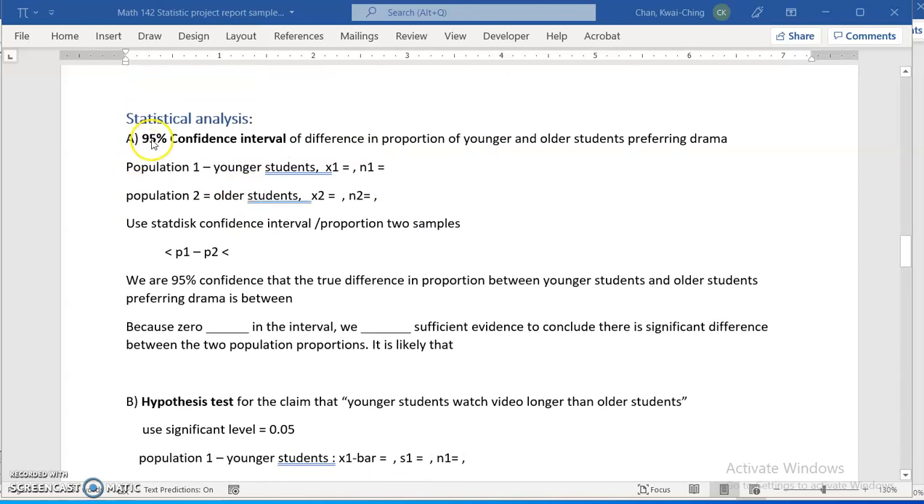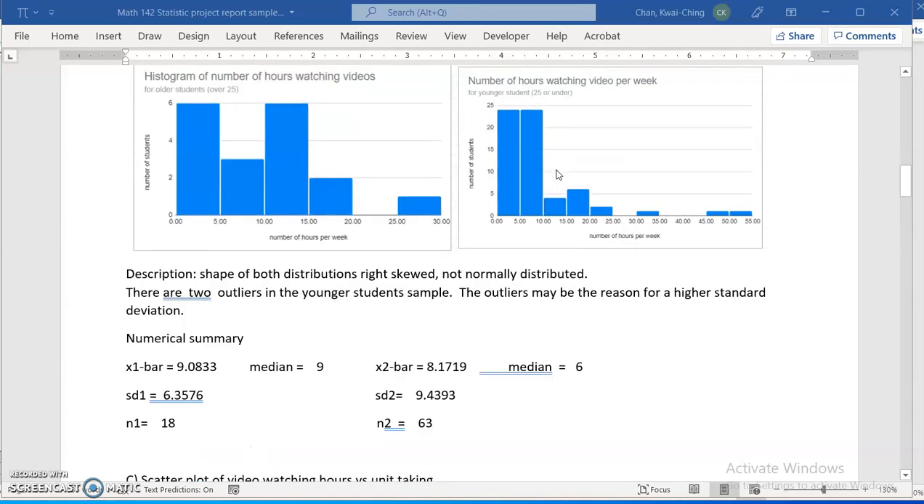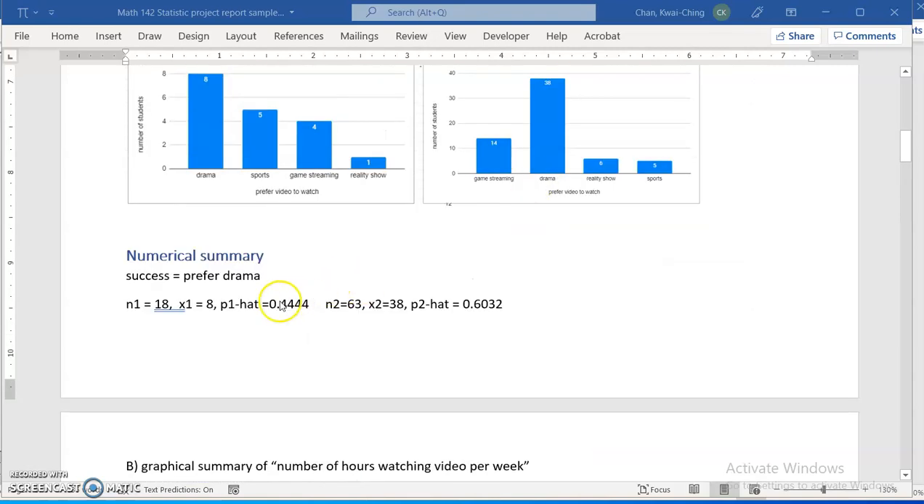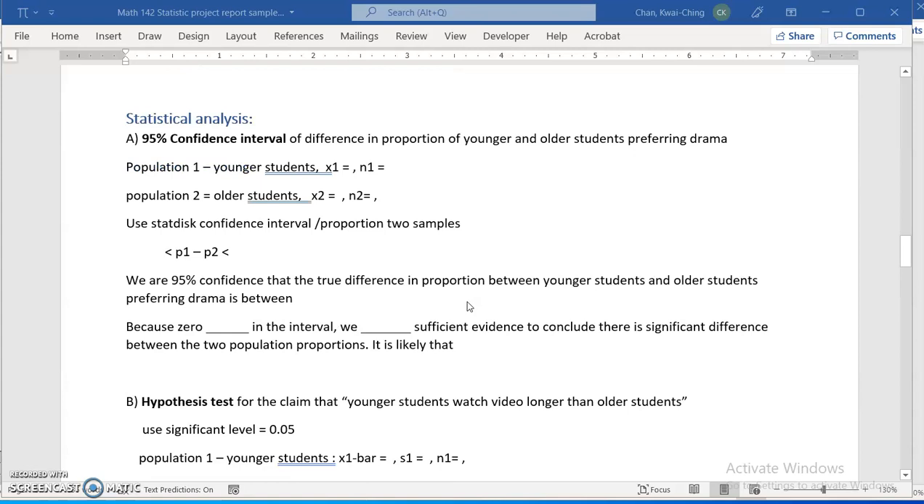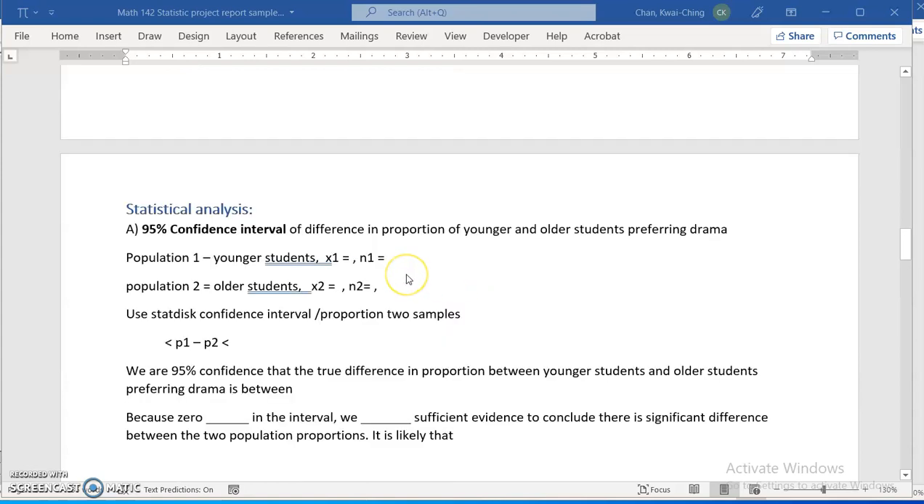First is to do a 95% confidence interval for the difference in proportion of younger and older students preferring drama. As my data summary shows in this sample, 44% of older students prefer drama versus 60% of younger students prefer drama. So is this difference significant, or is this just a difference because of sample difference?